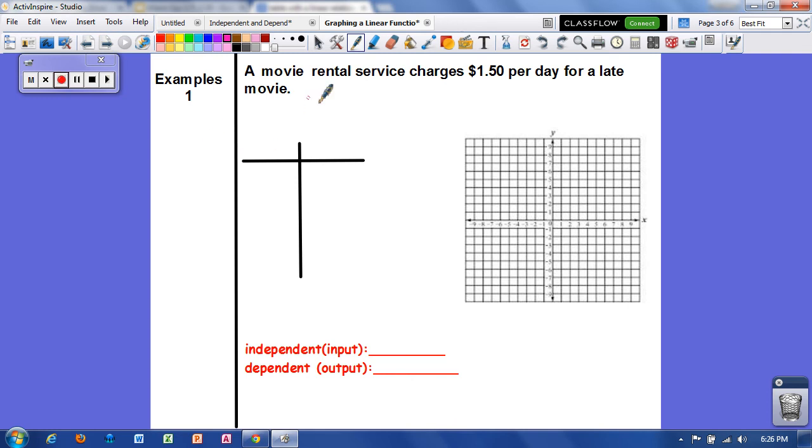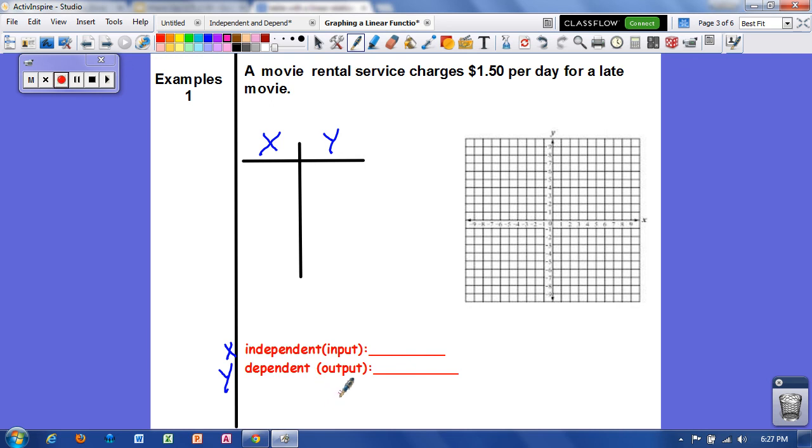All right, example 1 says a movie rental service charges $1.50 per day for a late movie. All right, the first thing that we want to do here is we want to identify the independent variable and dependent variable. Remember, independent is your input, dependent is your output. And then remember that independent is your x value, dependent is your y value. And I'm going to go ahead and fill those in on the table. Now, think about independent and dependent like cause and effect. So our independent variable, that's like the cause. The dependent would be the effect of that.